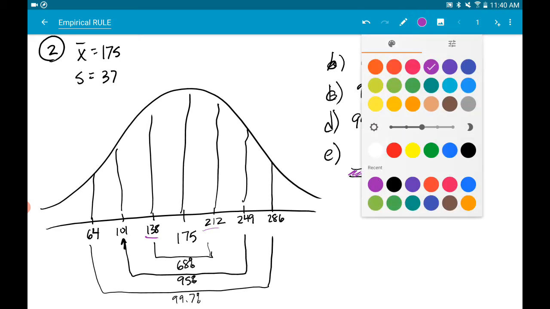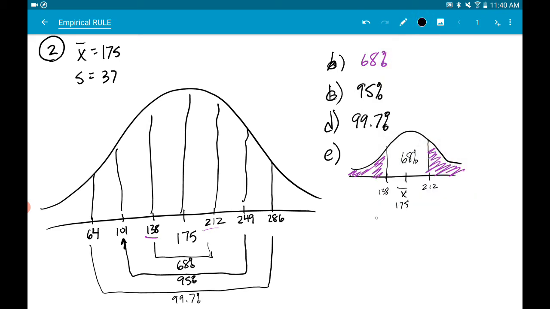And so we're going to do a lot of this in the future, but we know that the whole thing is 100%. That's all the data. So if I want the purple and I subtract 68%, I'm going to get 32%, which is the answer to letter E.